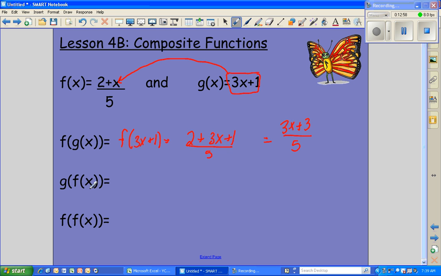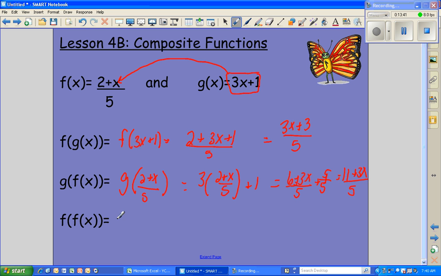Now that's different. This one is g of f, so that's going to tell you to take the f function and plug it in to the g function. So that's going to be 3 times 2 plus x over 5 and then plus 1. So that's going to give us 6 plus 3x over 5 plus 1. So we're dealing with fractions. The 1 becomes 5 over 5. So you get 11 plus 3x over 5.